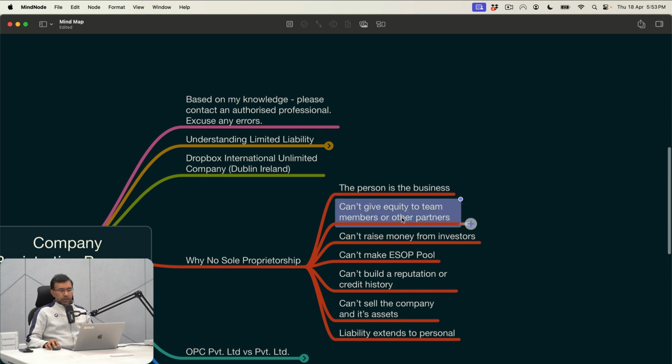So in a sole proprietorship, you cannot give equity to team members or other partners. You cannot raise money from investors. You cannot make an ESOP pool. ESOP means employee stock option plan, where you give some share of the company to your employees as well. You cannot build a reputation or credit history. You cannot pass on the company after you pass away to somebody else. You cannot sell the company and its assets, and the liability will extend to personal as well.